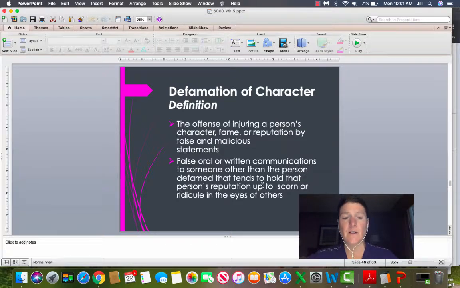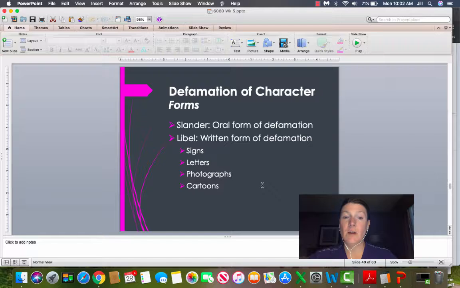Defamation of character is another intentional tort that we deal with in the healthcare setting. Defamation is about injuring a person's character and reputation by stating false or malicious statements. It could be something that we say, or something that we write, but it injures a person's reputation. There are two different forms of defamation of character: slander, which is the oral form, when you're speaking and saying something that is injurious to someone's character, or libel, which is our written form of defamation.